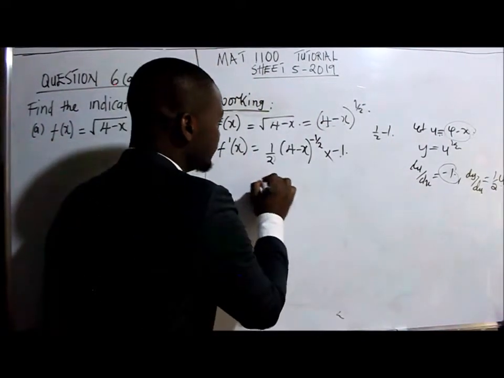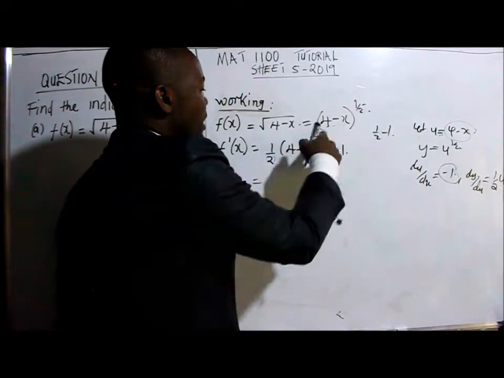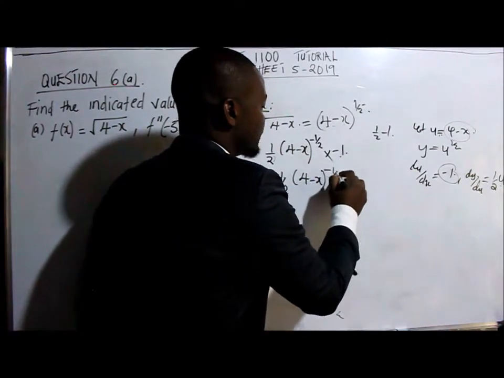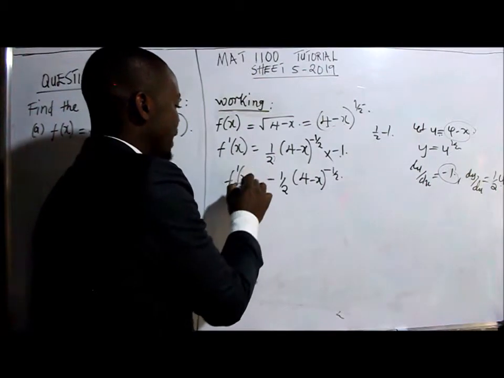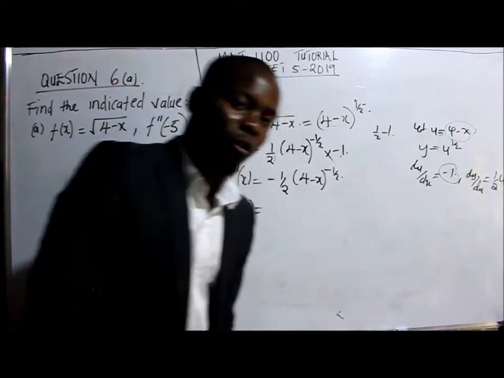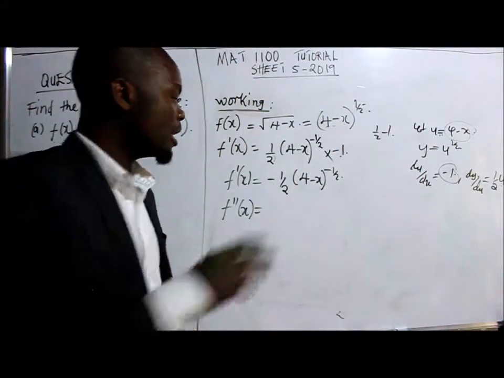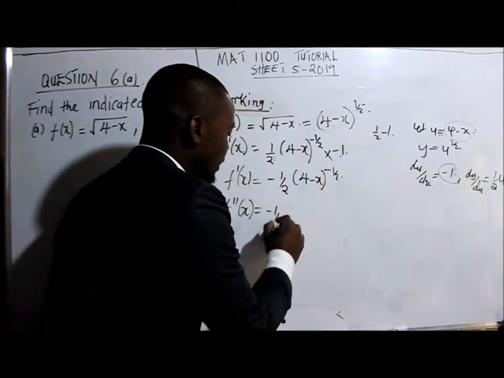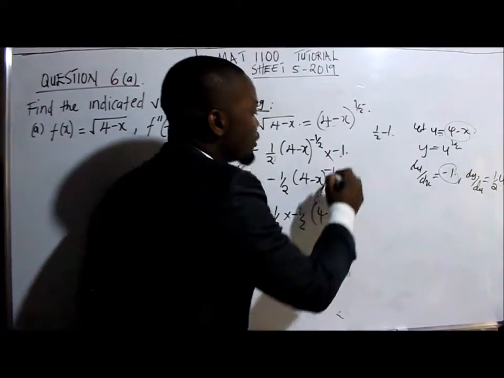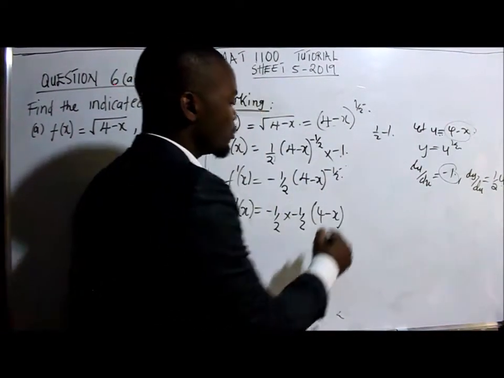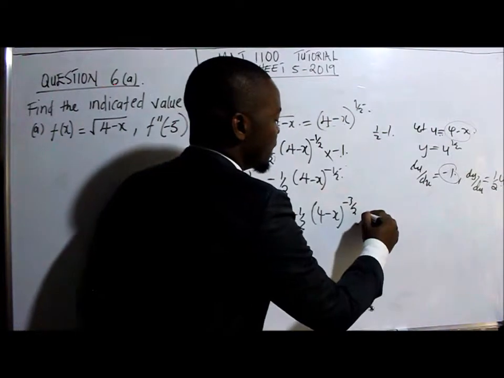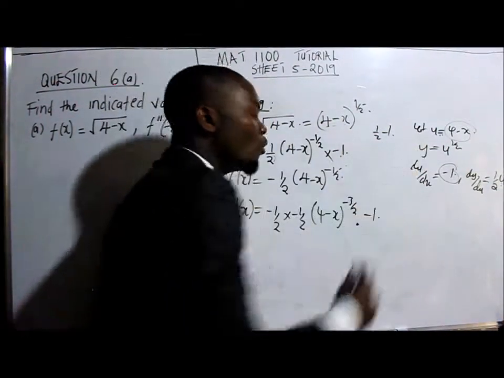From this expression, we multiply by negative 1, so we have negative half times 4 minus x to the power negative half. So this is f prime. Now for f double prime, we look for d2y over dx2. So we differentiate this component again. We have negative half times this half, and 4 minus x, subtract 1 again, we have negative 3 over 2, times the derivative of what is inside, which is negative 1. Even here, the same rule of composite function.